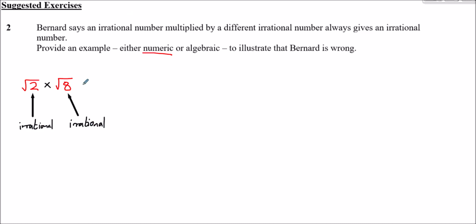But when we multiply these together, that'll give us the square root of 16. But we can square root 16. That would give us 4. So that disproves Bernard. So therefore we can say Bernard is wrong.